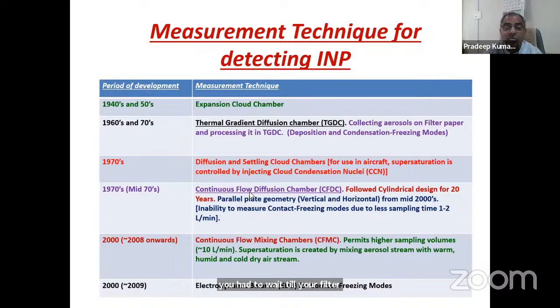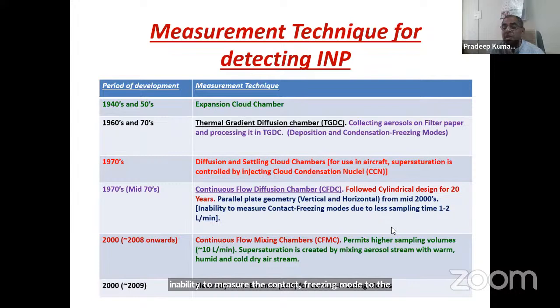So this followed a cylindrical design for nearly 20 years, and then later a parallel plate geometry, that is vertical or horizontal, from the mid 2000s. Now, this has an inability to measure the contact freezing mode due to the less sampling time which the ice nucleus spends in this chamber, about 1 to 2 liters per minute.